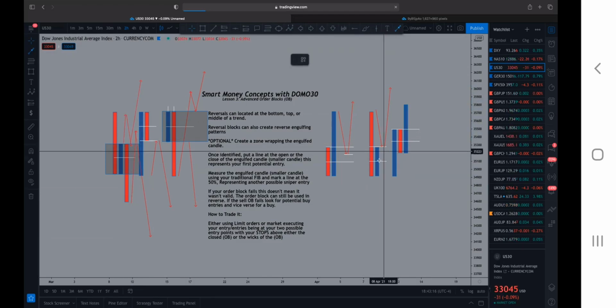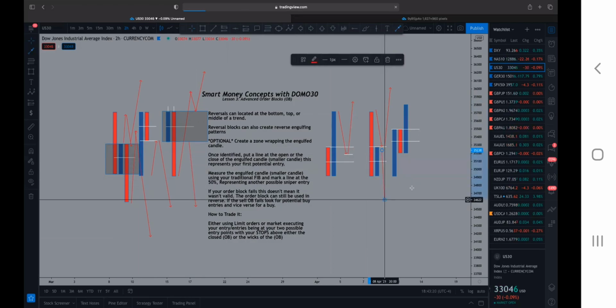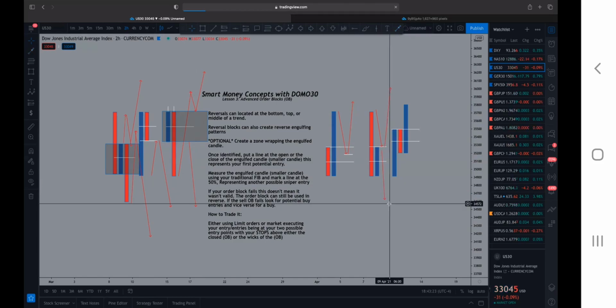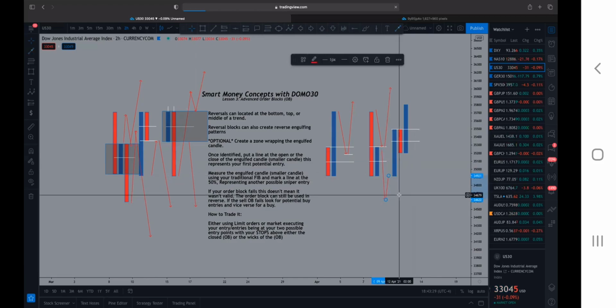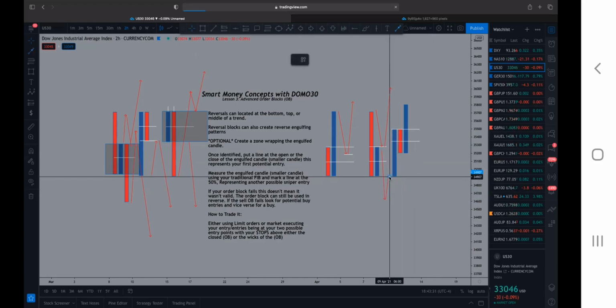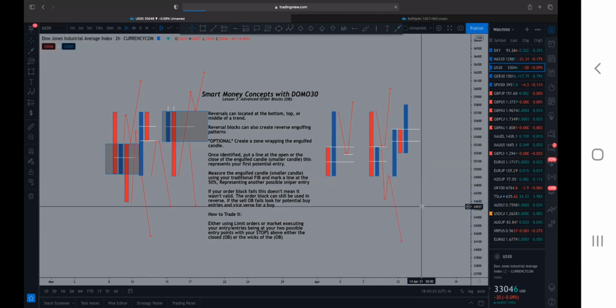Same thing applies over here, guys. If price fails here, goes straight through, this can still be used as an order block, like so. So these are the biggest things.